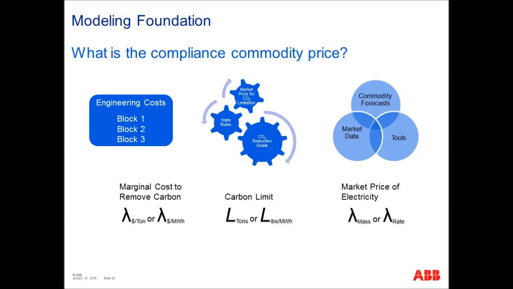Now, in coming up with that compliance commodity price, you've got to have all of these critical components available. You have to have the engineering costs for all of these various components. You have to have the state implementation plan and how its rules are going to work. And then, of course, you need to bring that all into your modeling framework. And all that is aimed at achieving and finding and determining these three key components.